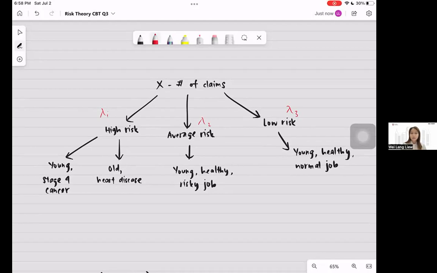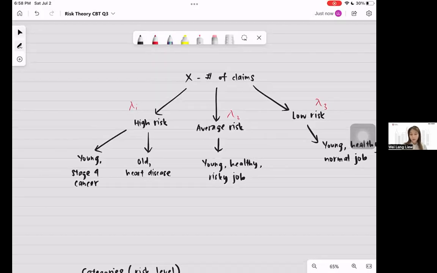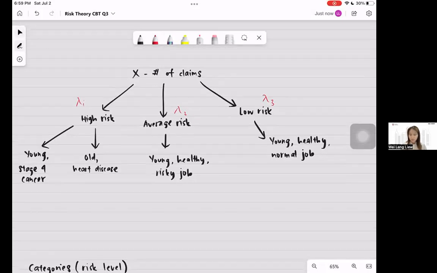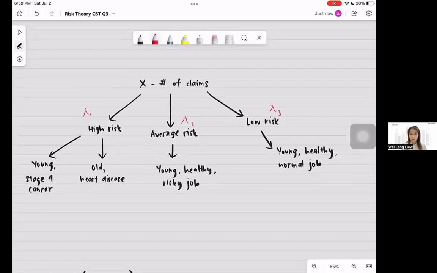But imagine that in high risk itself, we have other specific conditions. I'll give you guys a few scenarios. Under high risk, let's say an insured is young, but he has stage 4 cancer. Another insured is old, but he has heart disease, which places them in high risk. As for the average risk, let's say this person is young, healthy, but he has a risky job. And finally, in low risk, let's say this person is young, healthy, and he has a normal job.